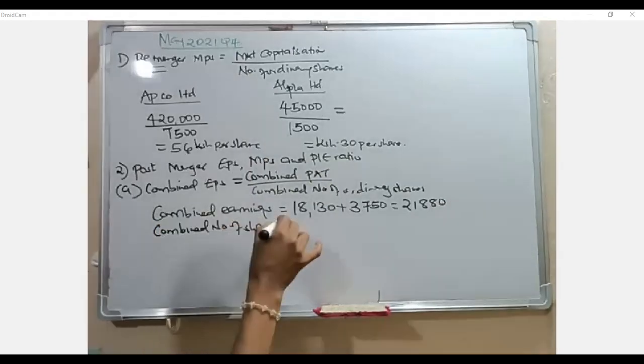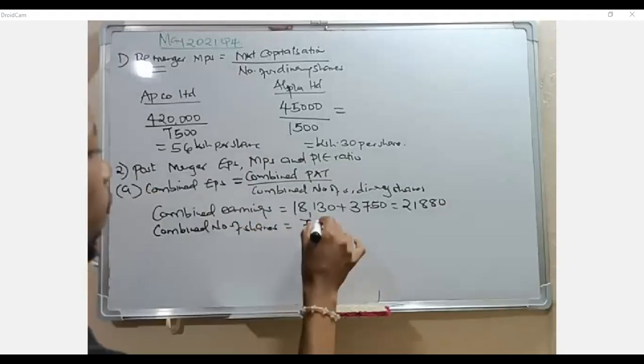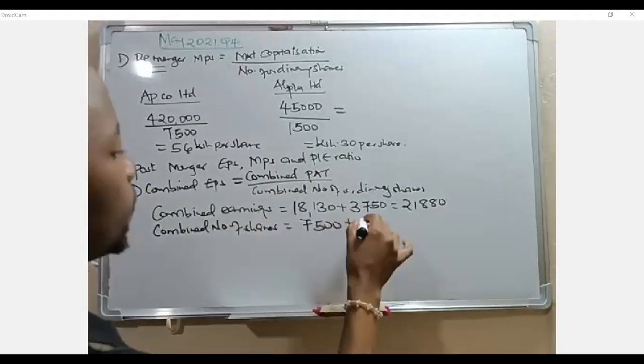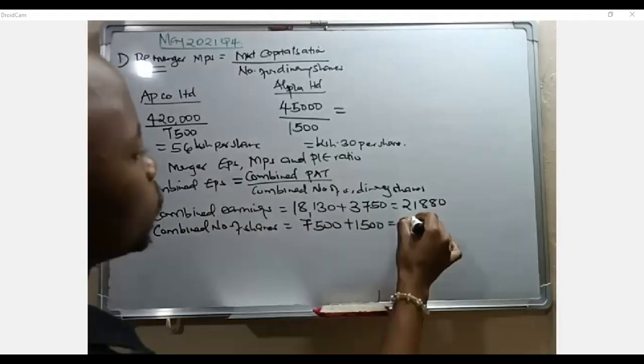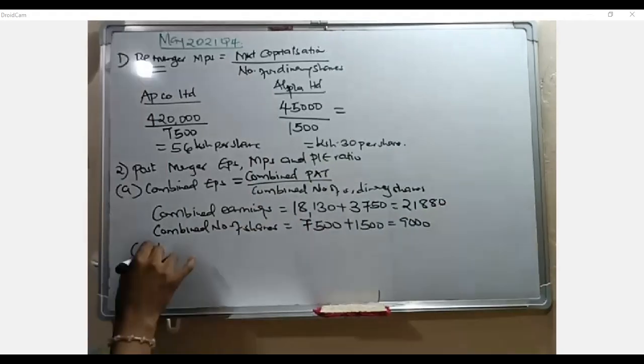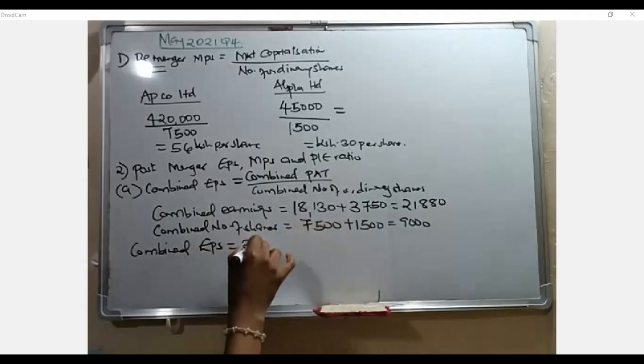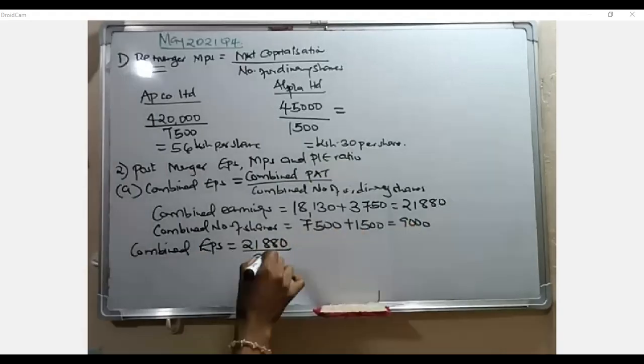The combined number of ordinary shares: you just need to take 7,500 plus 1,500, which is equivalent to 9,000. And in this case, when I look at the combined earnings per share, I just need to take 21,880 and divide by my 9,000 here.